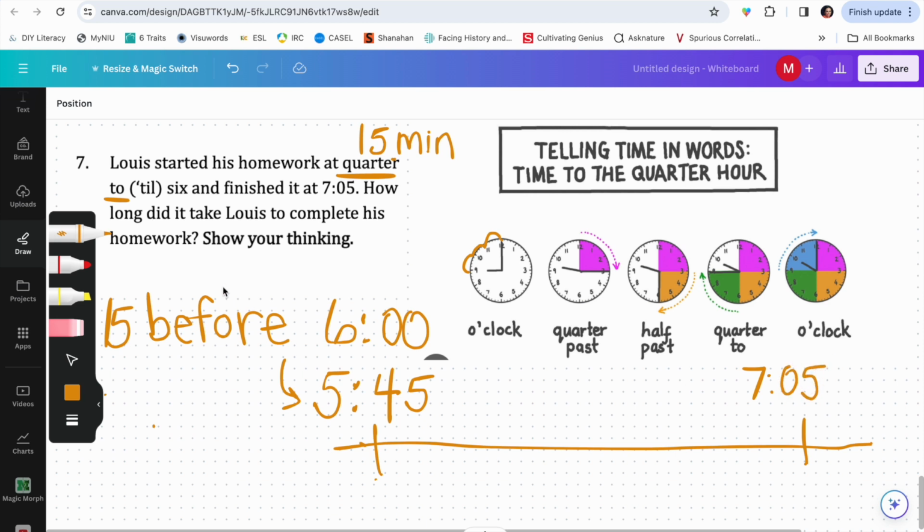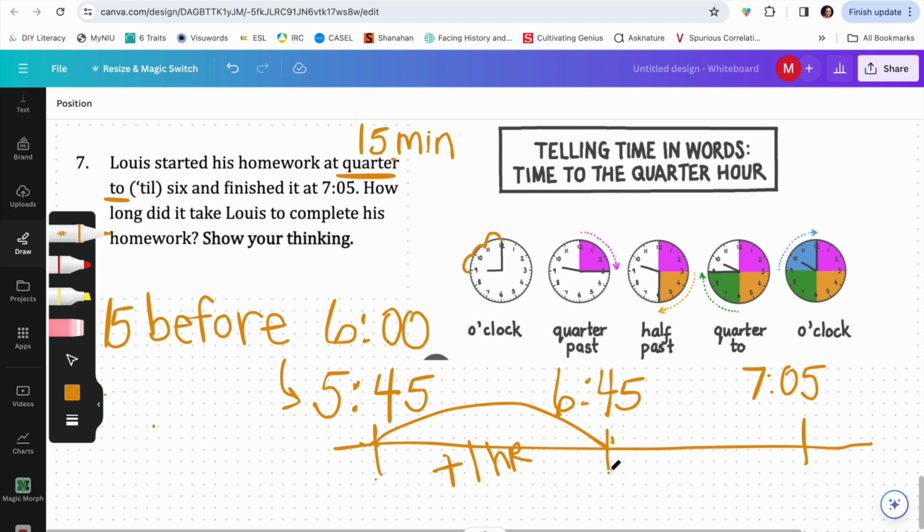So our job, my friends, is to figure out how much time is there between 5:45 and 7:05. So we're going to hop around on our number line, and I'm going to take a hop of 1 hour because that's a nice round hop. We're at 5:45, we hop up 1 hour, and I know the time will then be 6:45. We still have a little bit further to go to 7:05.